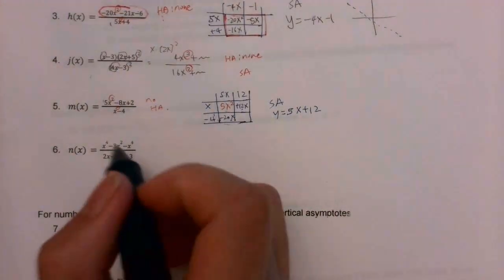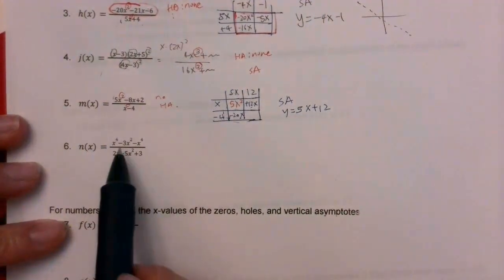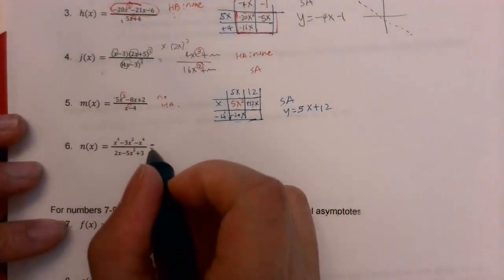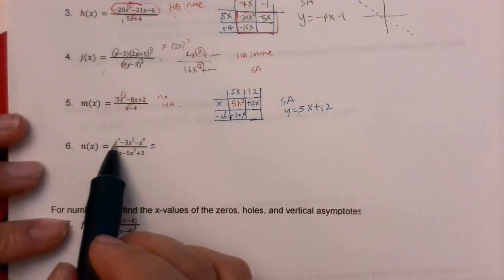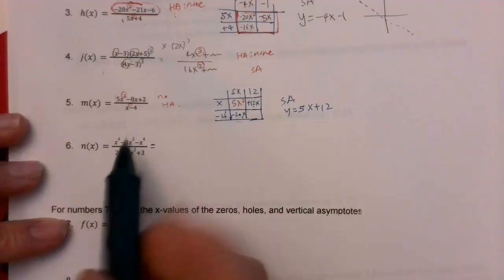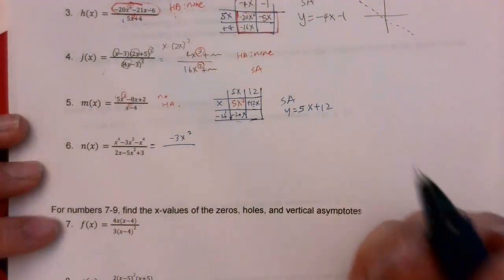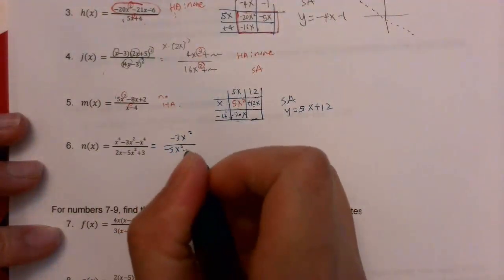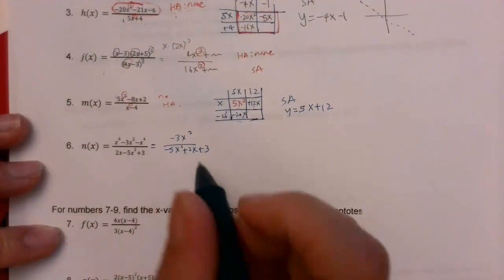Okay, all right, number 6. Ooh, this is a little tricky. Be careful here. I was just going to say the degree of the top is 4, because that's the largest exponent. But do you see over here x to the 4th power minus x to the 4th power? They cancel out. So really, in the numerator I'm only left with negative 3x squared. Ah, that was tricky. And the denominator, I'm going to write in order: negative 5x squared plus 2x plus 3. You see how that's a larger exponent than the 2x, so I put it in that order.